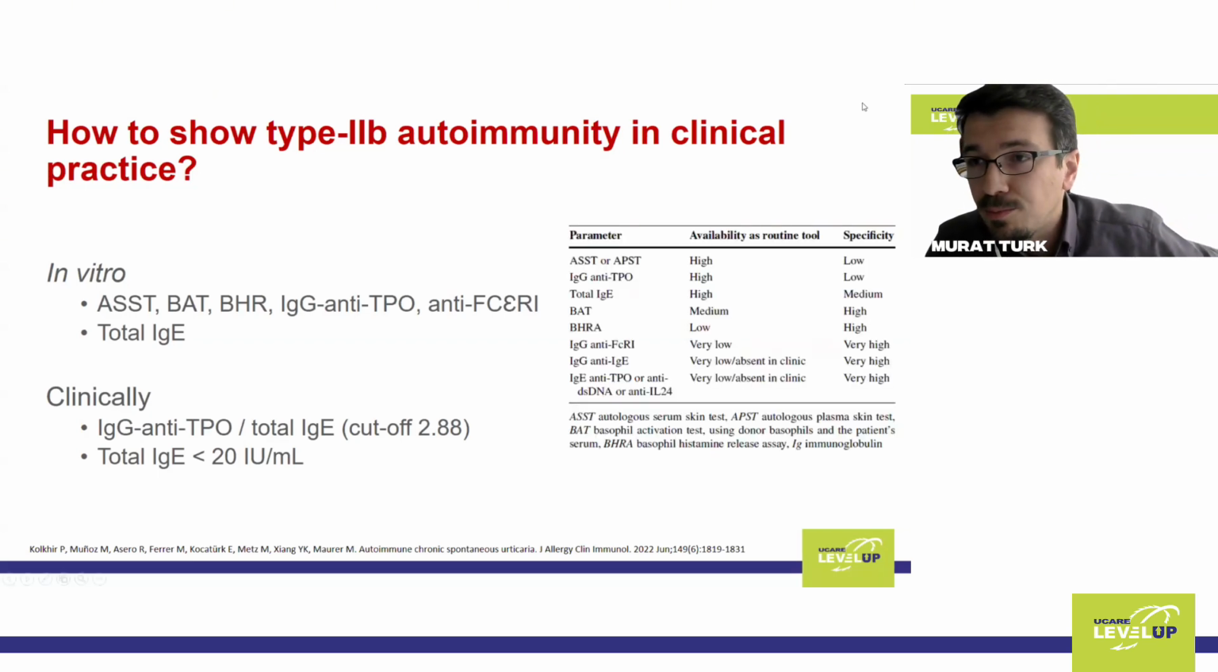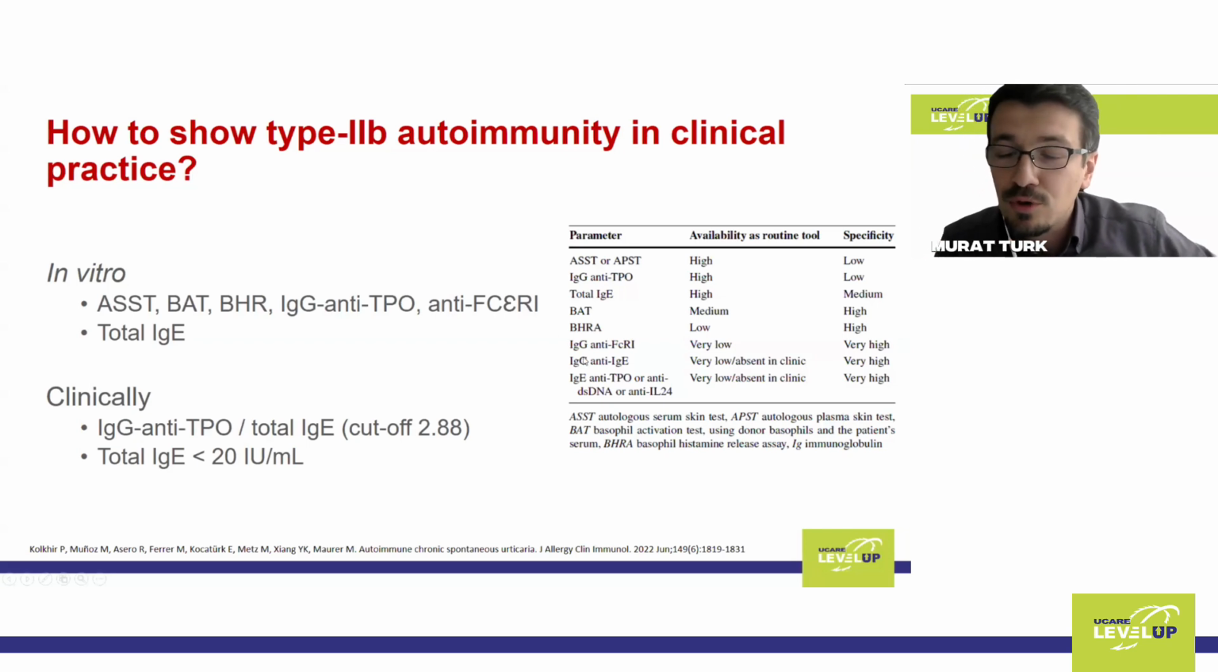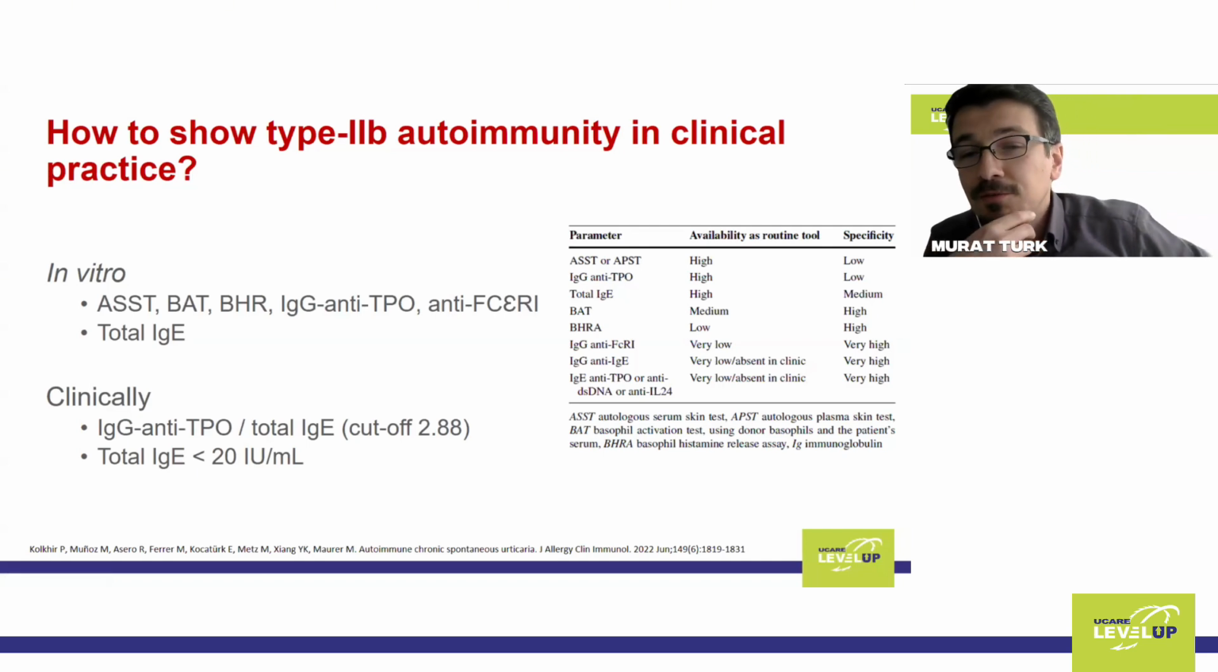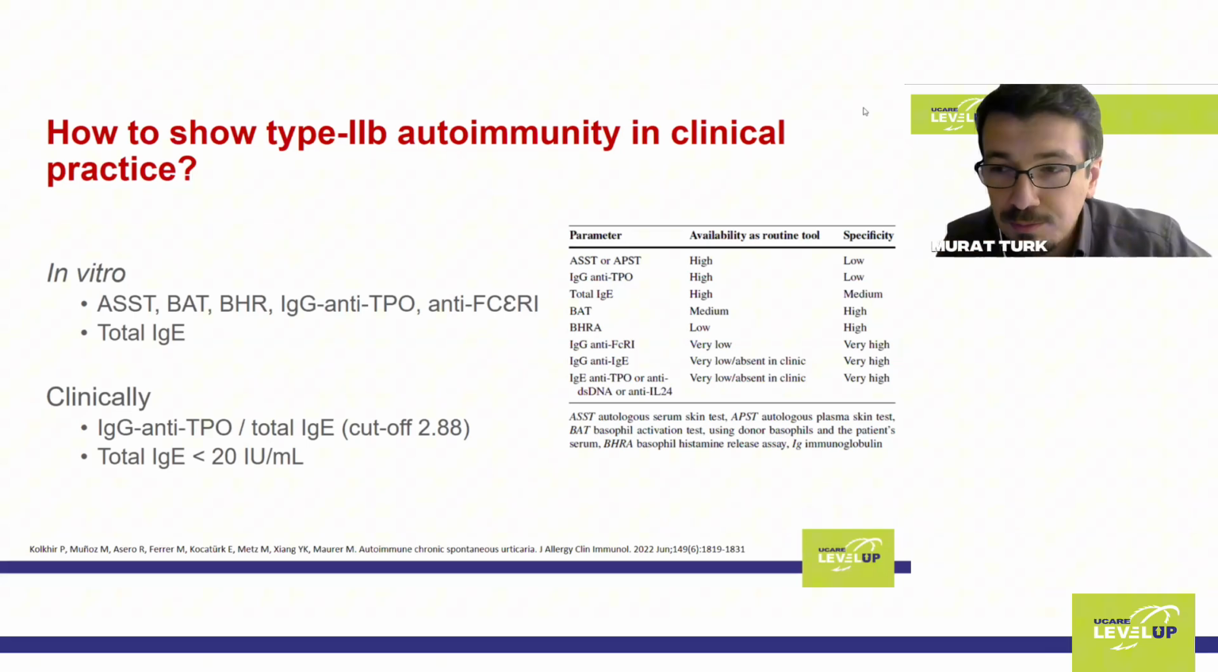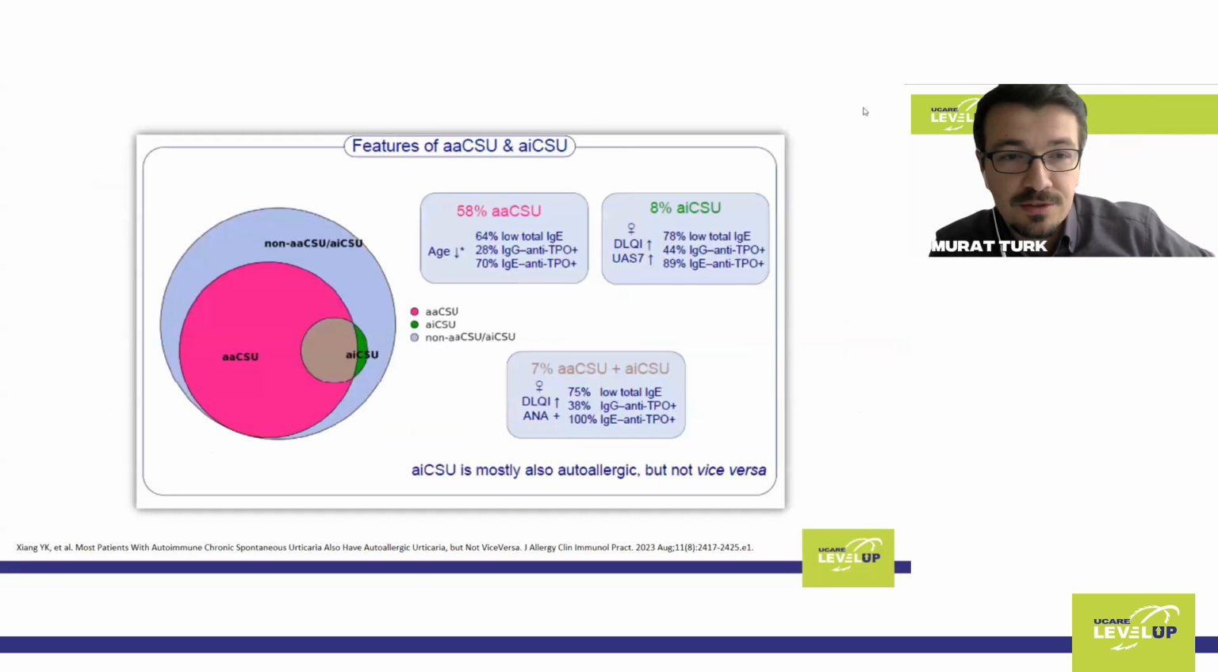Unfortunately, there are highly specific biomarkers, IgGs, immunoglobulins, but again, they are not commercially available. We cannot use them in our clinical practice. This is another problem with CSU. We don't have a specific biomarker that can reflect the treatment response or the disease severity. We have to rely on subjective patient-reported measures in this disease.